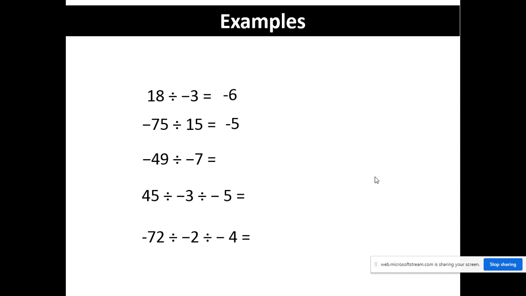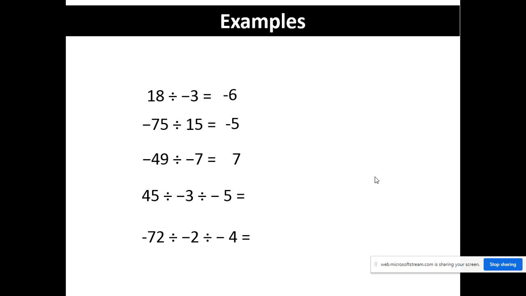Okay. Again, you've got minus 49 divided by minus 7. Forget about the minus signs. Don't worry about it. What is 49 divided by 7? 49 divided by 7 is 7, because 7 times 7 is 49. Now, is it going to be negative or positive? Well, look at my signs. Are they the same? You've got a negative divided by a negative, so therefore it's going to be positive.